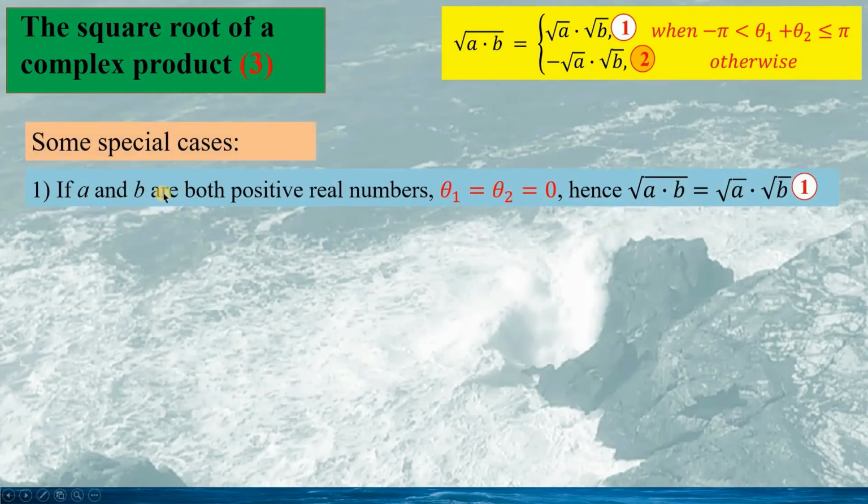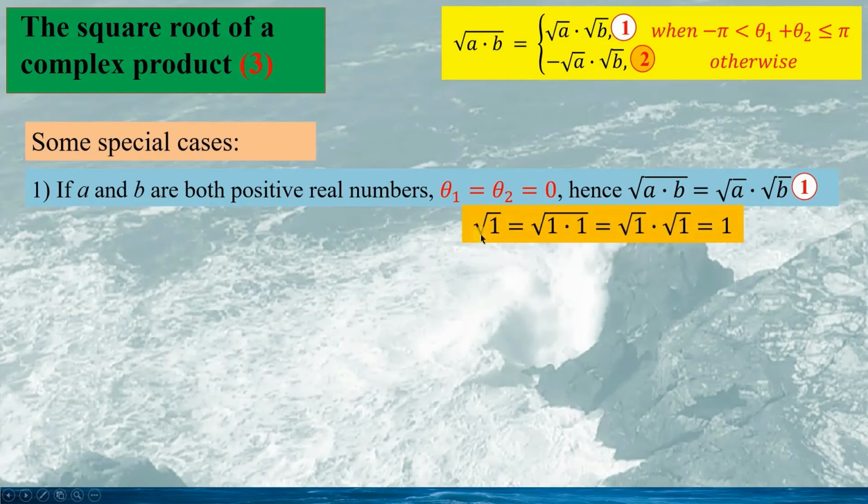In this slide, we will look at some special cases. The first case is if A and B are both positive real numbers, then theta 1 and theta 2 would both be 0. Therefore, theta 1 plus theta 2 would be within the limit of the principal value. Therefore, we have the expression as the square root of A times B equaling the square root of A times the square root of B. So this is satisfying the first condition.